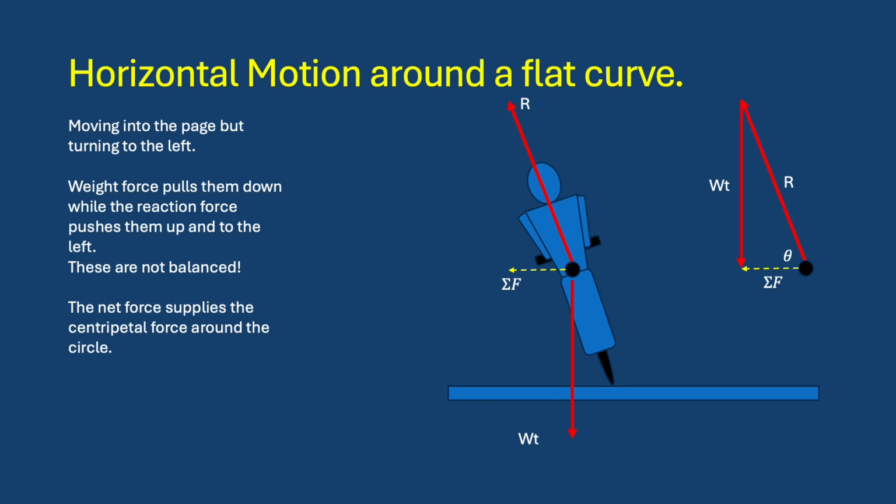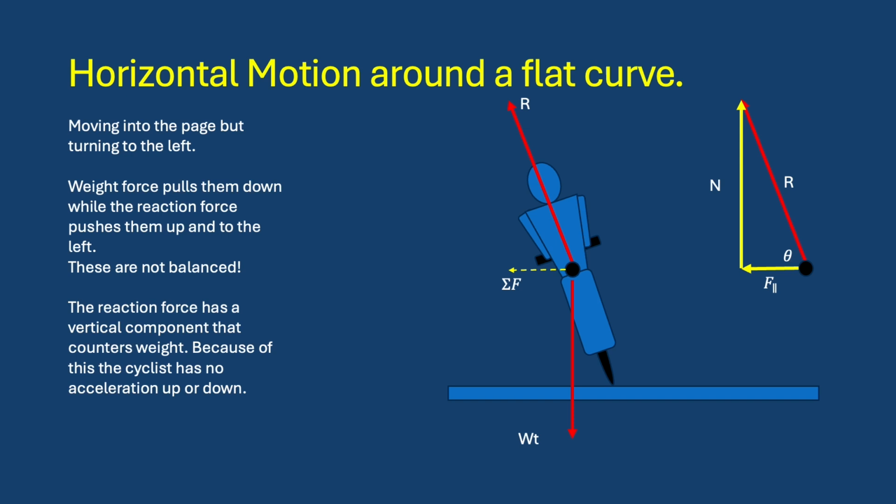The angle that our cyclist has had to lean at to move in this circular motion, we're going to call that angle for the time being theta. And if we take our reaction force and our weight force and turn them into a nice neat little triangle, summing them together, we can see the net force there, and we can see theta inside of that little triangle.